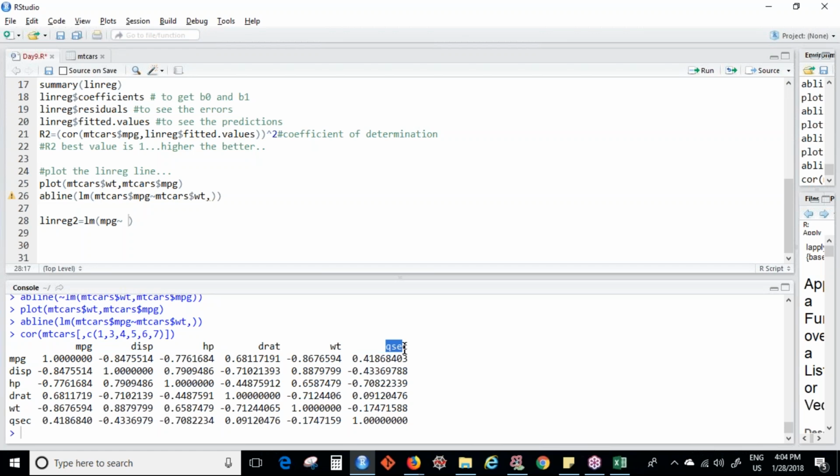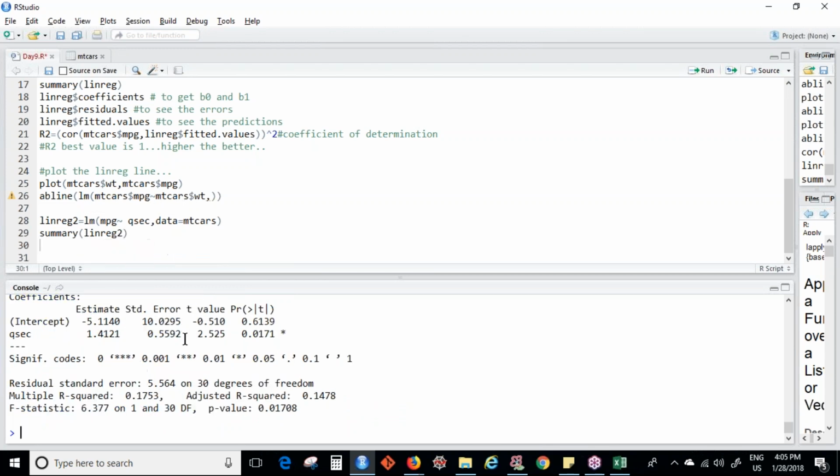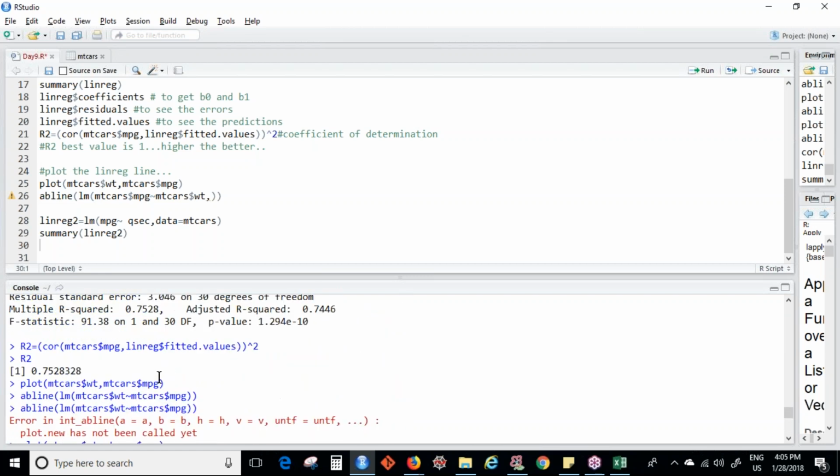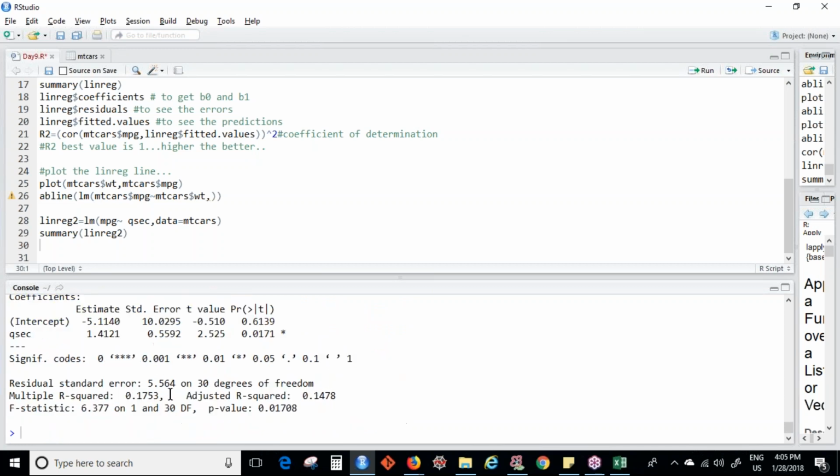So let's try with qsec. If I take qsec and do a summary of linreg2, I got an r square of only 0.17. Previously, we were getting r square of 0.75, which was very close to 1. But this is closer to 0 than to 1. So this is not a good model.